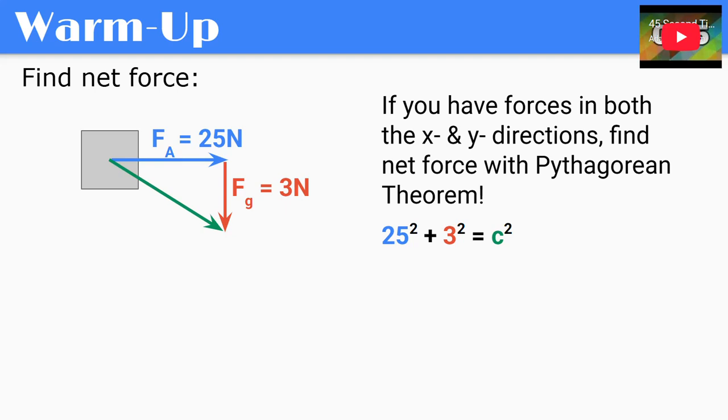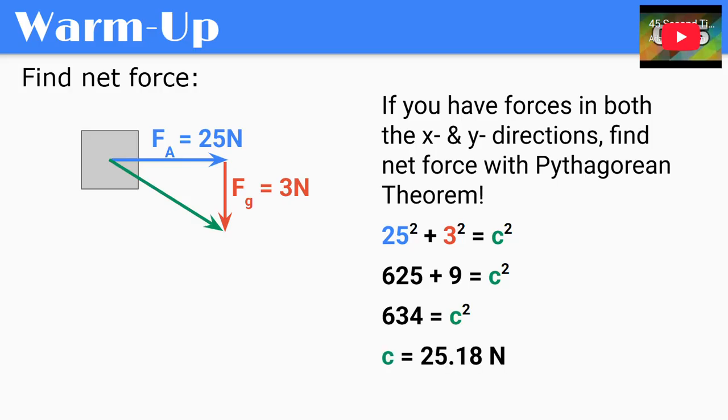And so I have 25 squared plus 3 squared equals c squared. 25 squared is 625. 3 squared is 9. I add those two things together, I get 634, but again, that is c squared. So if I want just c, I need to take the square root of both sides, and this gives me 25.18 newtons as the magnitude of this resultant net force. So when I add these two vectors together, I get a total net force of 25.18 newtons.